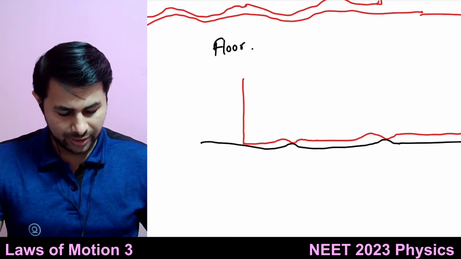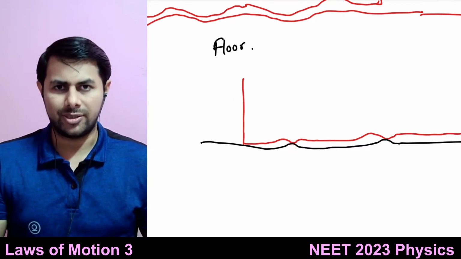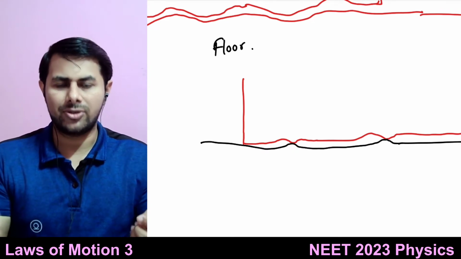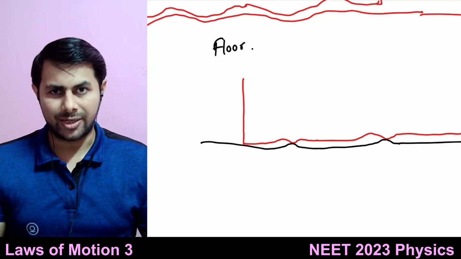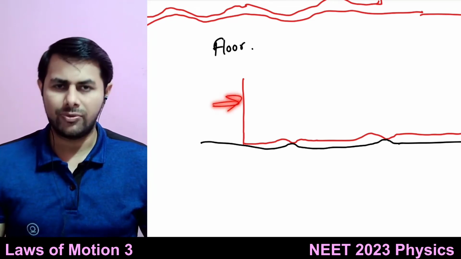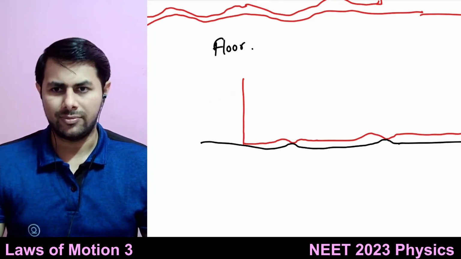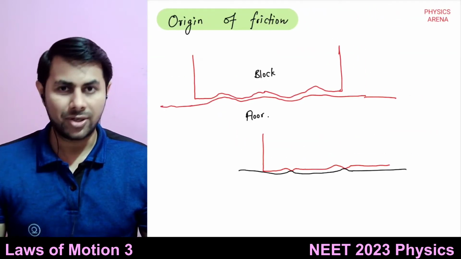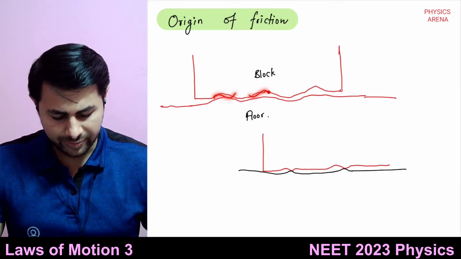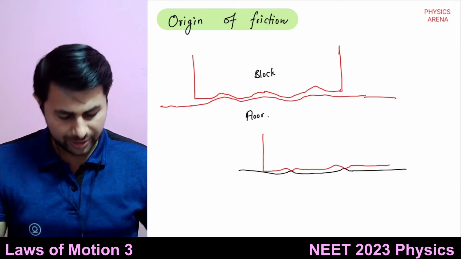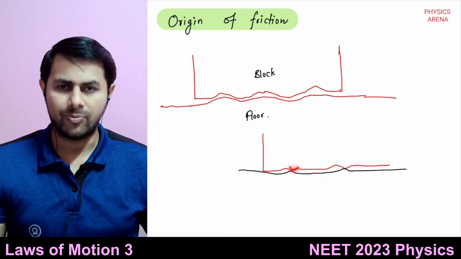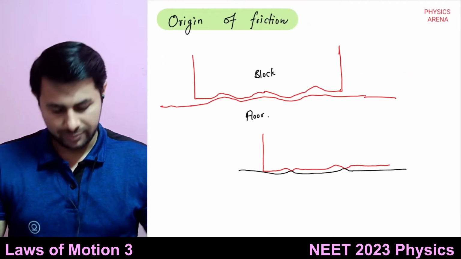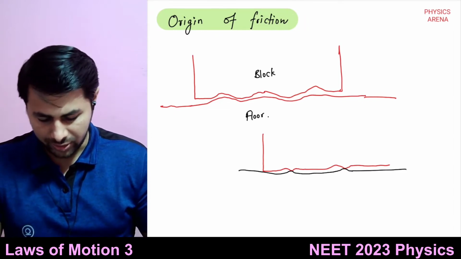But now it cannot go beyond some limit. Beyond some range, what will happen? If you separate the molecules beyond some limit, the bonds will break and the block will begin to move on the floor. So these are two reasons. One is the interlocking between the irregularities, the hills and dales of the two surfaces, and another is the molecular bonds formed between two surfaces. So what are two reasons of friction?